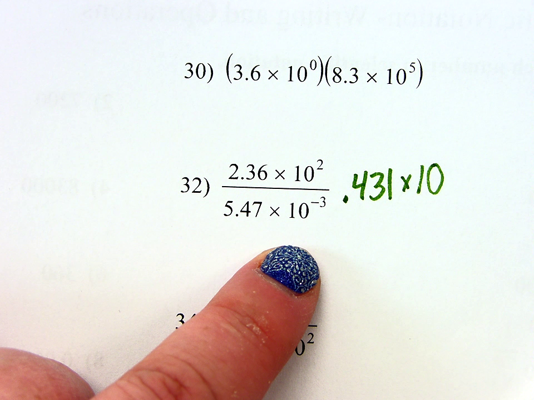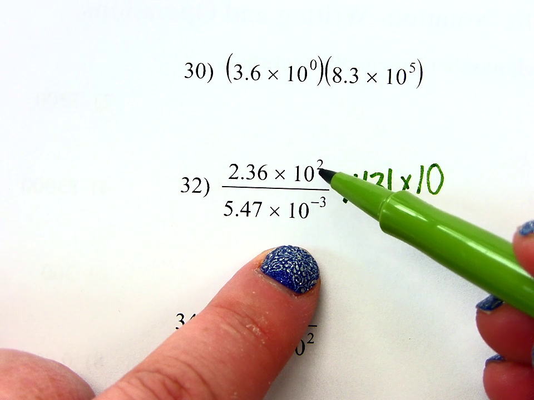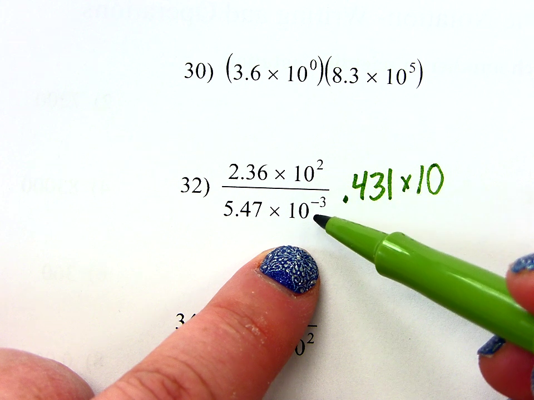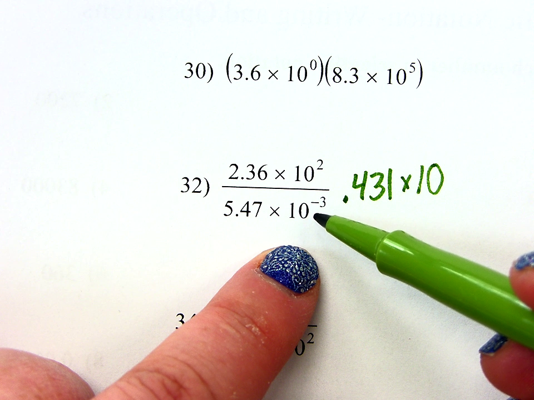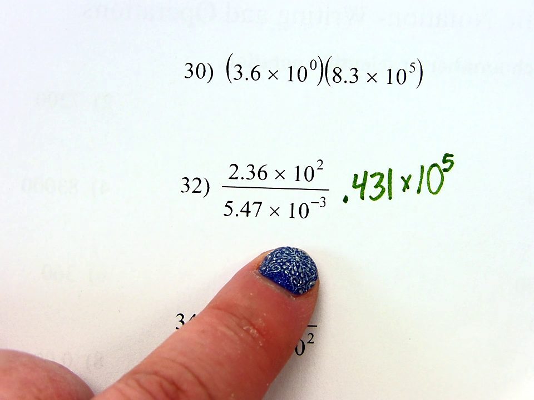Think about it. Ask yourself, 10 squared up top, is it going to move? What's it doing? What's happening with 10 to the negative third? Is it moving? When all is said and done, I'll have 10 to the, okay, tell me. Fifth. Positive 5. Yes. Positive 5.